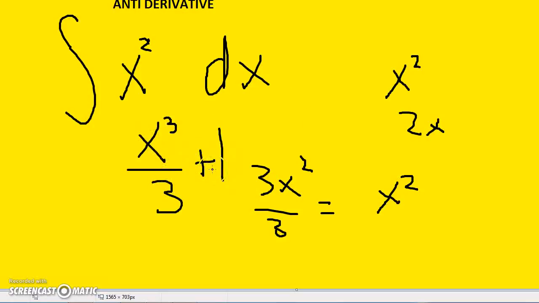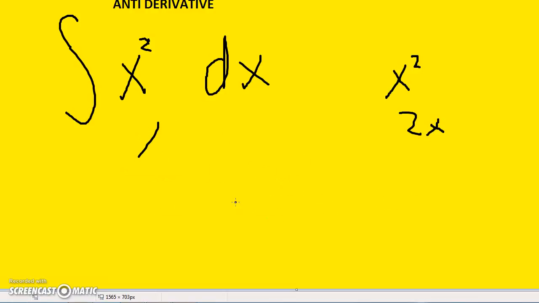X to the third divided by 3 plus 1. You take the derivative of that, that's also going to give you back this answer. And you do this for any constant, because every constant derivative goes to 0. So we can't really account for every constant, so instead of putting every single number that this could possibly be, we call this, here, let me just fix that real quick. So the antiderivative is this.